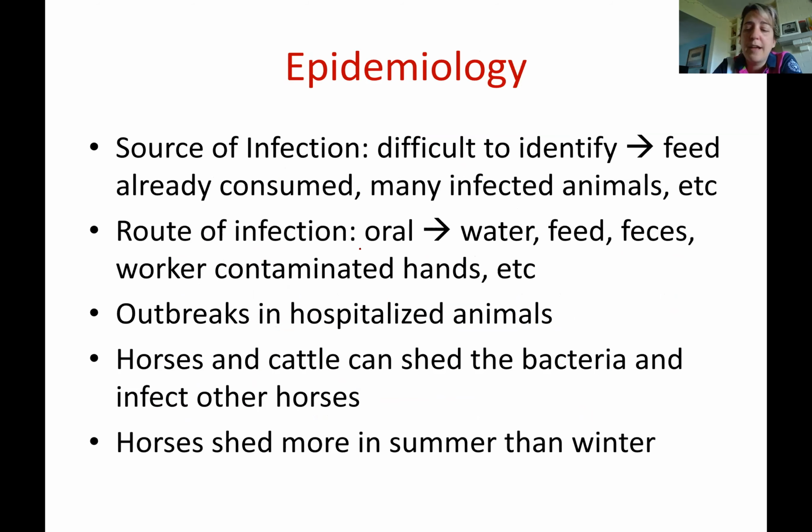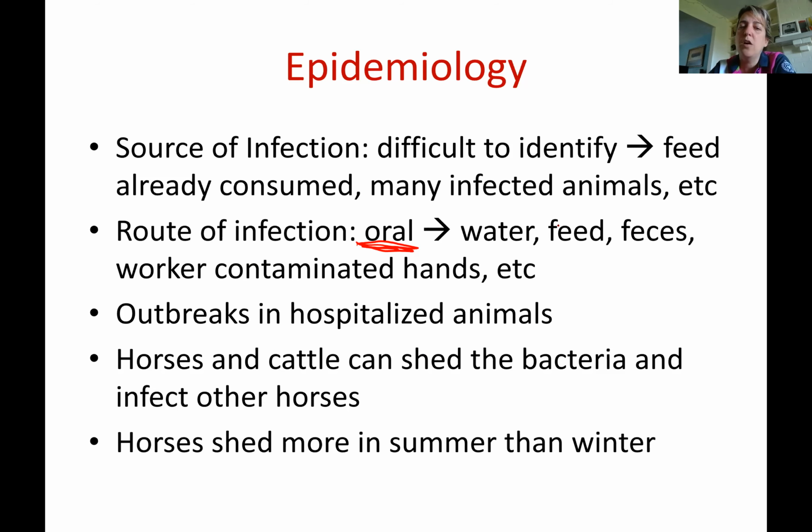The route of infection is the fecal-oral route. That's important. So at some point, somebody, horses or people, etc., are going to be eating feces. Now, feces that come from who? That's the question, okay? So water, feed, feces, worker-contaminated hands, etc. So that's the route of infection, is fecal-oral route.